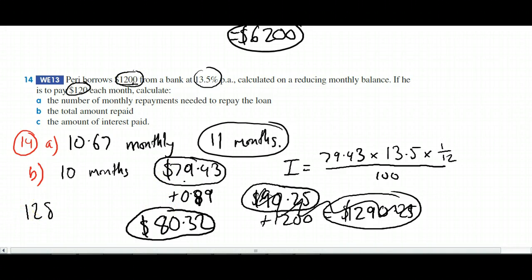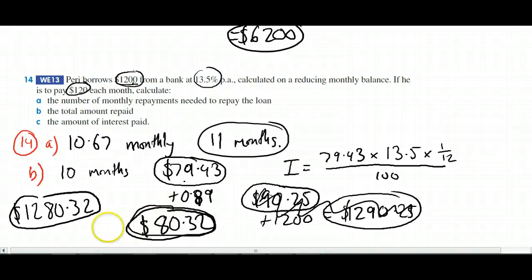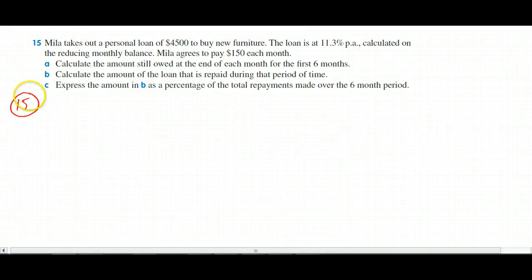So 1280.32. That's how much has got to be repaid. And finally, the amount of interest paid, that was this amount here. That was $80.32. Okay, finally, last question is question 15.